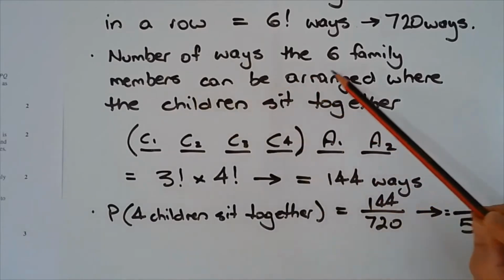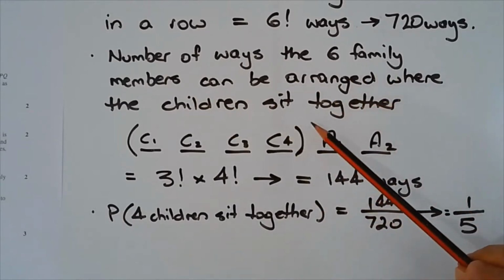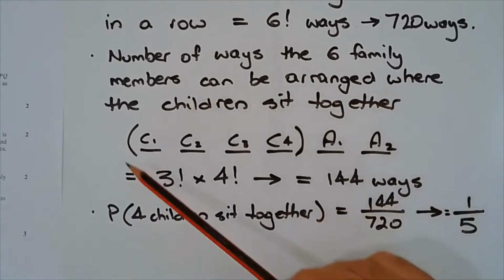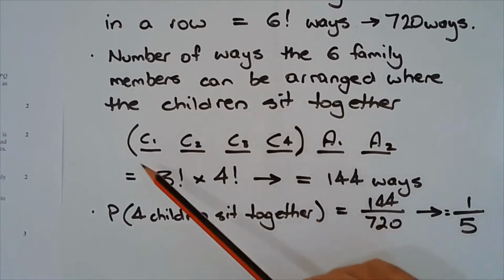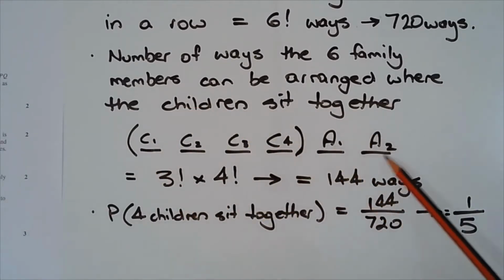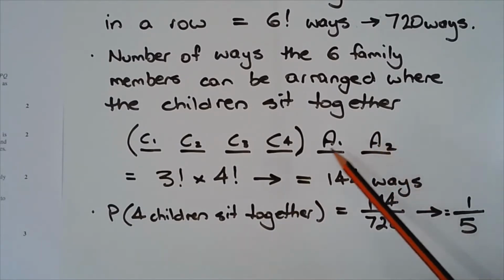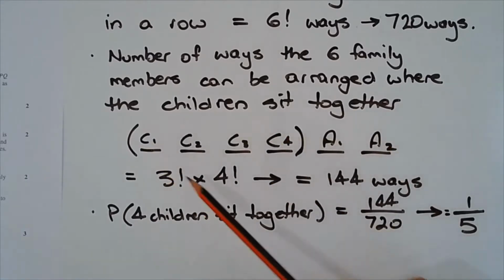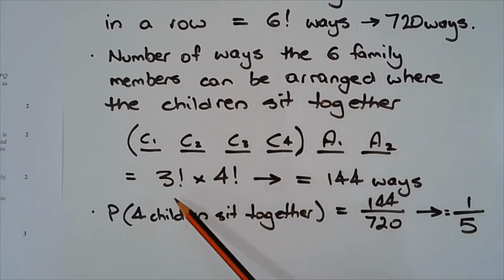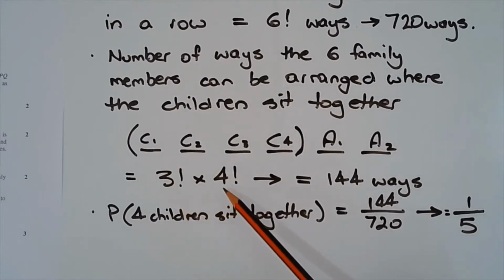So the number of ways the 6 family members can be arranged where the children sit together may be modeled using a dash diagram. So here are the 4 children grouped together, so that'll act as one entity, and then we have the 2 adults, Mr. and Mrs. Roberts, so those will be the remaining 2 entities. So the number of ways these 3 entities can be arranged is 3 factorial, but then we multiply by the number of ways that the children may be arranged within their group, and that's 4 factorial.